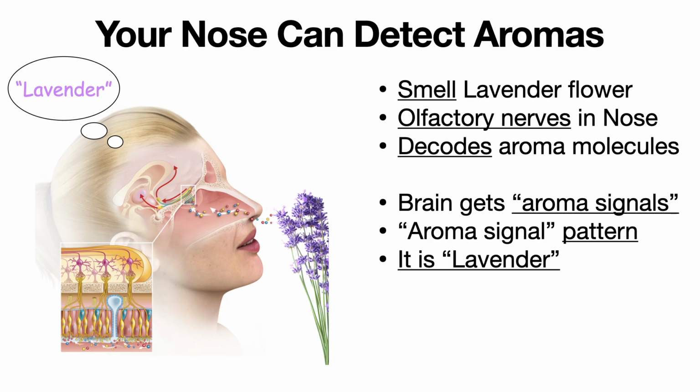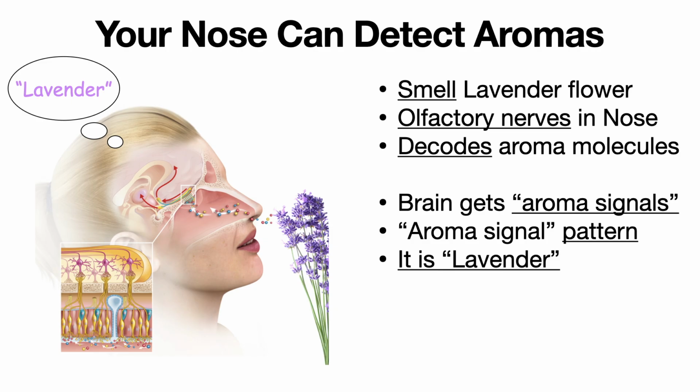So the eyes see that it's lavender, but if a person is blindfolded and they smelled the essential oil, aromas would come into the nose. Now here they're depicted as little balls, but in real life, they're invisible. You can't see them. So they enter into the nose and they go to a place called the olfactory nerves. And here they are decoded.